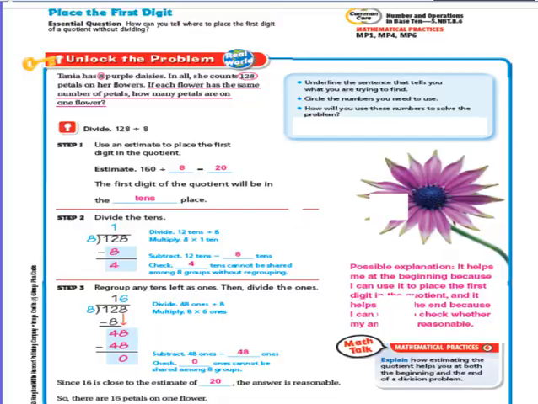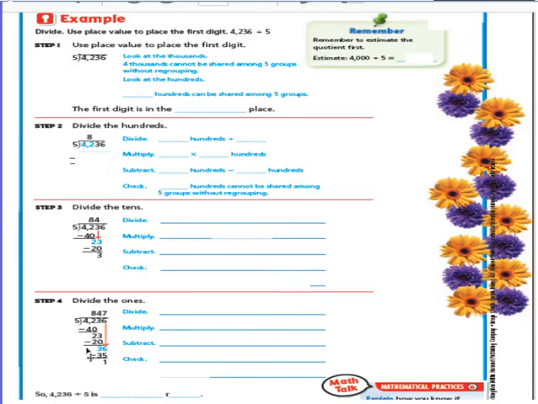Okay, let's do this again, and it doesn't matter how big our problem gets. It doesn't matter if we have ones, tens, hundreds. We can do this. So our new problem is going to be, please have a whiteboard out this time so that you can do it with me as I'm going through this. So I have 4,236 divided by 5.